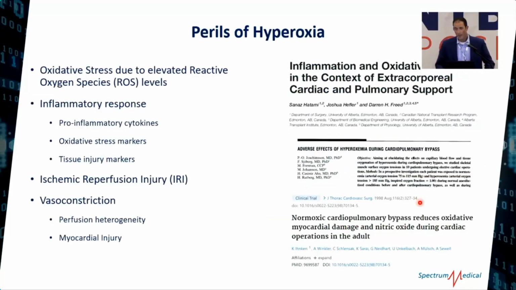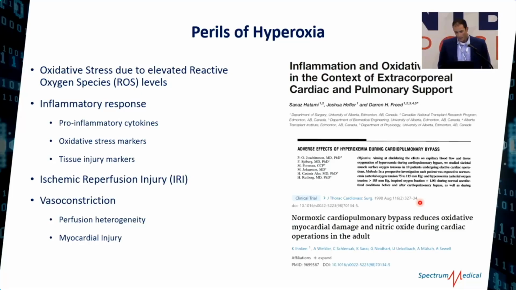So, the other thing I want to challenge you guys with is the perils of hyperoxia. I know you all want a post-oxygenator PO2 of 250, and you sure feel a lot more comfortable when it's over 200. But I think there's more and more data to show that the more oxygen we give our patients also contributes to some negative impact. So there can be an increase in oxidative stress due to reactive oxygen species. It stimulates an inflammatory response with pro-inflammatory cytokines, oxidative stress markers, and tissue injury, as well as ischemic reperfusion injury and vasoconstriction.